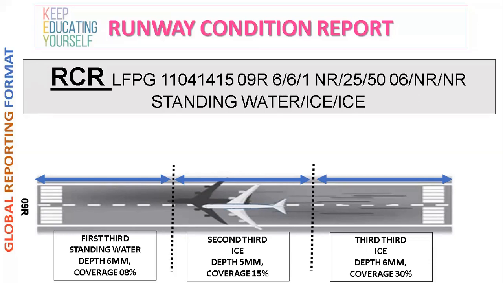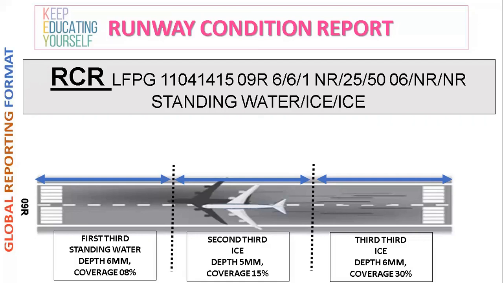Now we'll go to the third one. Third is ice. So if you see from the table, ice belongs to runway condition code 1. So the runway condition code for this will become 661. 6/6/1. Now come again for the first third.